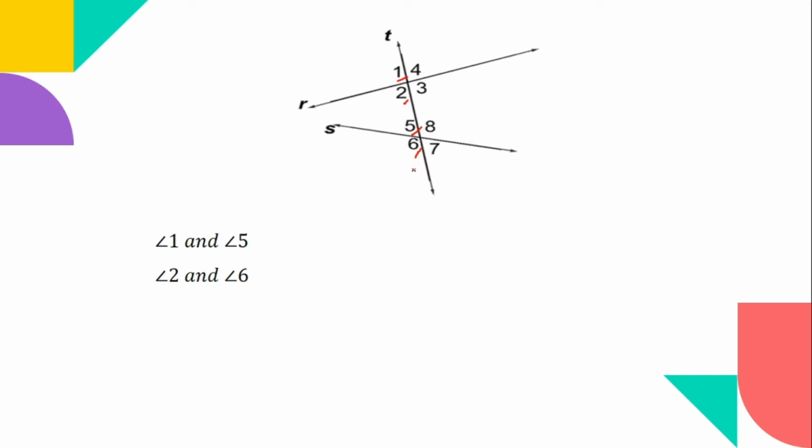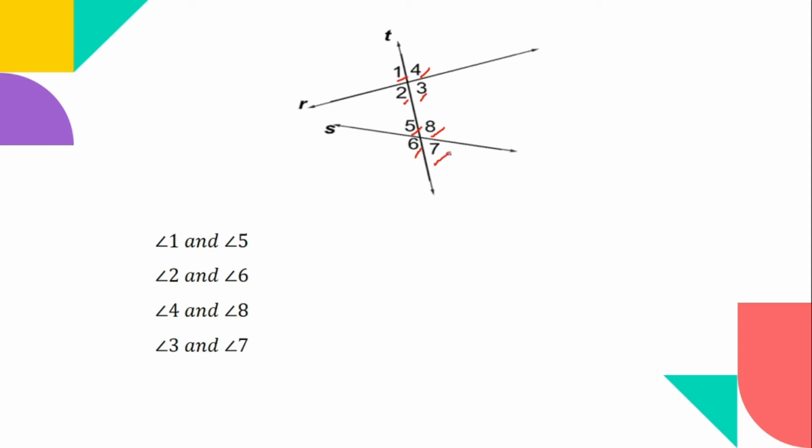And then, if we're gonna look sa ating figure at mapapansin nyo yung ginawa kong pagpapares, I have angle 1 and 5, 2 and 6. Ano pa kaya yung possible pair? Okay, so we have 4 and, okay, angle 8. And then last is, we have the pair of angle 3 and angle 7.